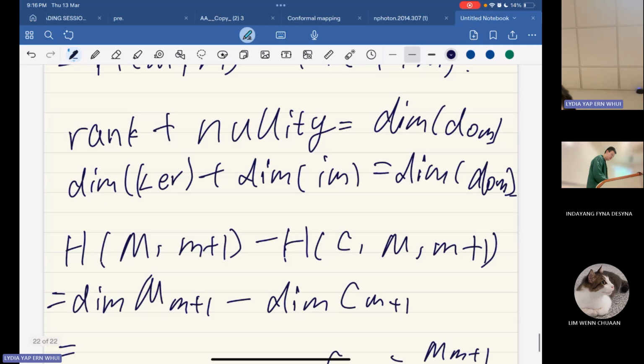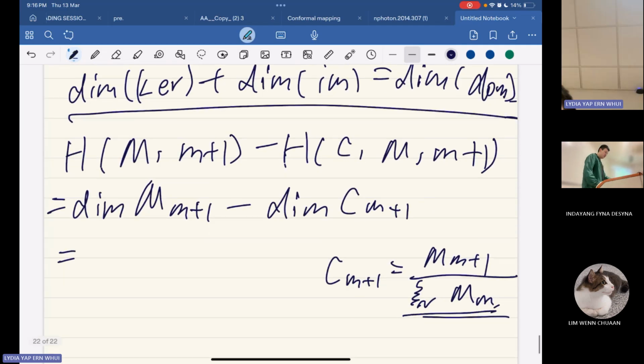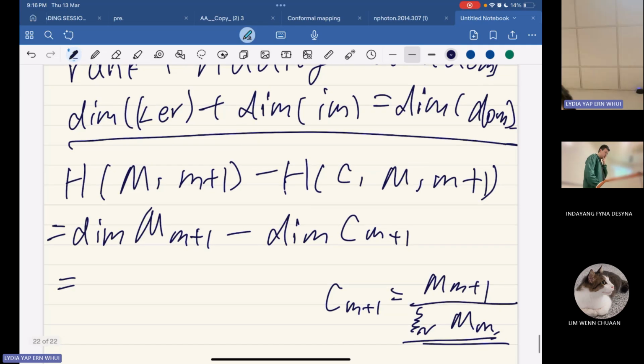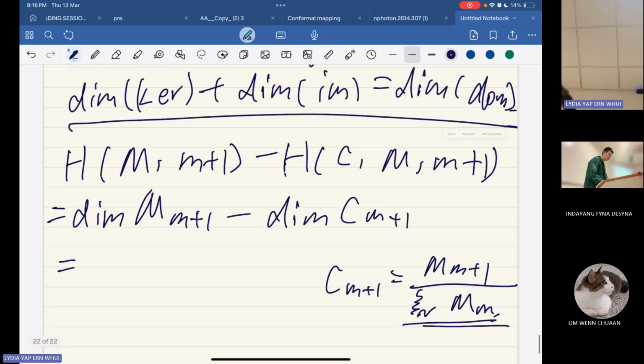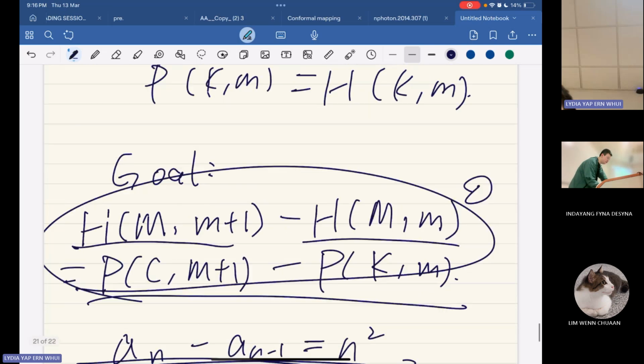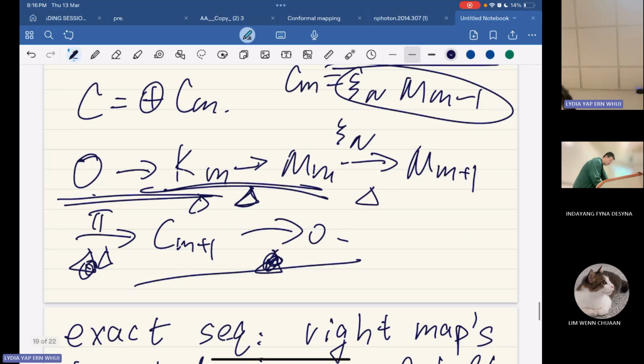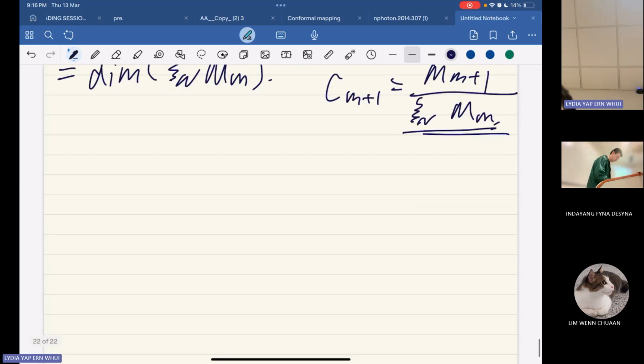So by this equation, we can see that this is just the dimension of the domain minus the dimension of the image, which is the dimension of the kernel, right? So this equals the dimension of the image of multiplication by n. And we can see from the exact chain what this kernel is. This map's kernel should equal this map's image, right? So it is just equal to the image of multiplication by n.